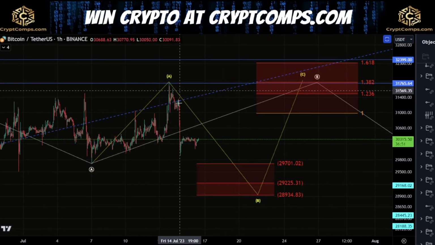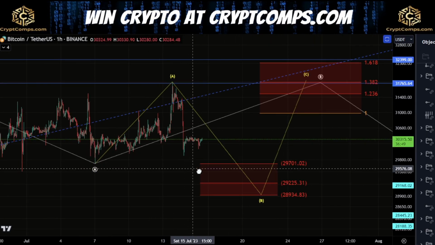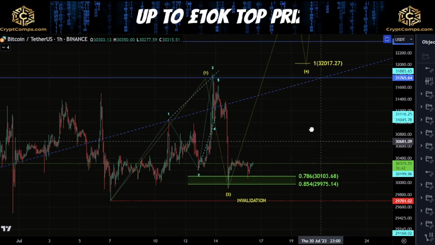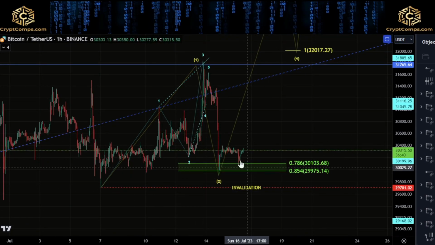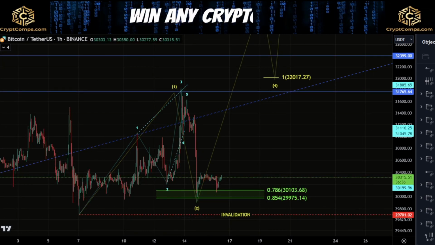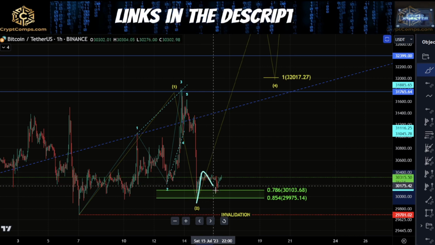We don't have a confirmed 5-wave move at the moment. We just have a 3-wave move down. The bullish count is technically alive as long as we hold this 29,701. What we would want to see, however, for this bullish count to play out is what we need to see is this develop as a 1-2.